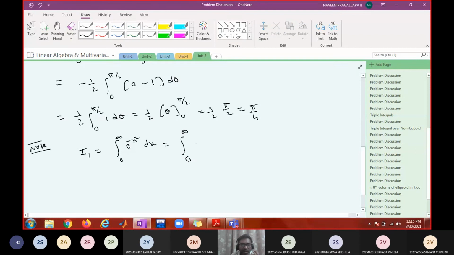Now, can I write this I1 as integral from 0 to infinity of e power minus y square dy? This outcome is a constant. That constant does not depend on the variable that you are using. It's a dummy variable. Whether you write x or y or t, it doesn't matter. After integration, when you substitute the limits, you are going to get a constant. Is it fine?